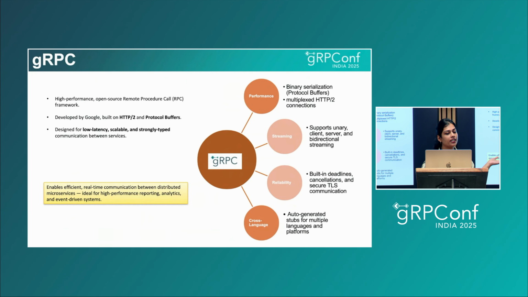With this, it provides these capabilities, which I'll go over in more detail and explain how we are utilizing them in our framework. First, we start with performance, with binary protocol buffers and multiplexed connections. There is streaming support, and there is reliability with built-in deadlines and cancellation that we've been discussing in other sessions as well. Additionally, cross-language support gives us the flexibility to integrate multiple applications.